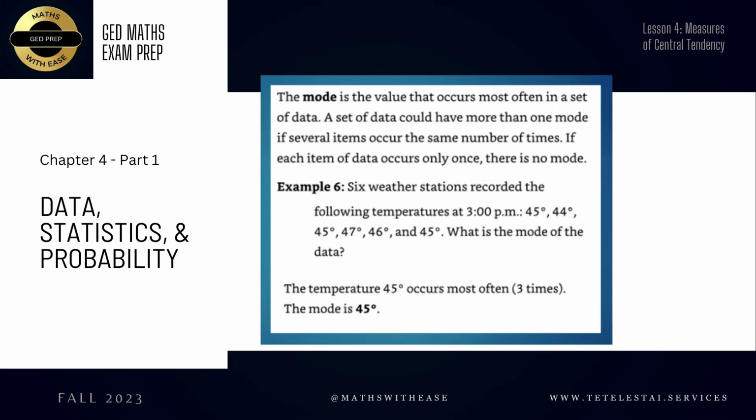All right. So then the next measure is the mode. And this value just represents a number that occurs often in a data set. So a set of data could have more than one mode if several items occur the same number of times. So if each item of data occurs only once, then there's no mode, okay? And we'll see that in this example here.